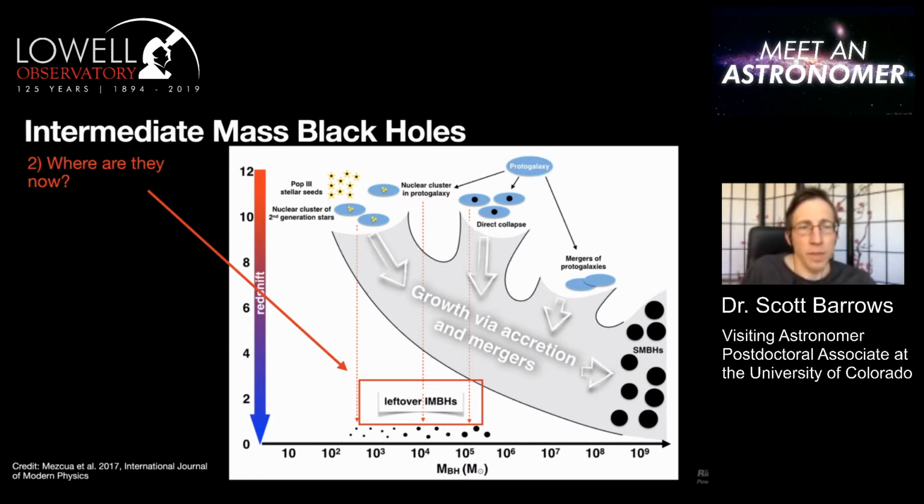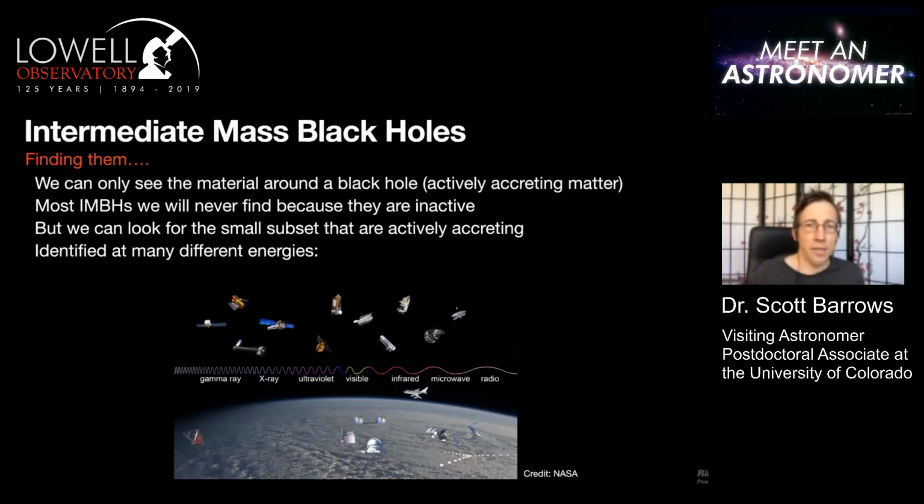So how do we look for them? Well, first I should say that finding black holes can be very difficult sometimes. First, we can only see the material around a black hole. We can't actually see the black hole. And so what that means is we can only see black holes that are actively accreting matter. So if gas or dust or a star gets too close to the black hole, it gets tidally shredded, that material can get really hot as it falls onto the black hole and radiate. And that's how we find black holes.